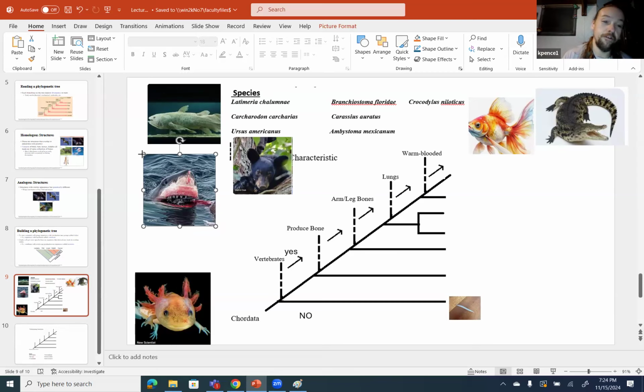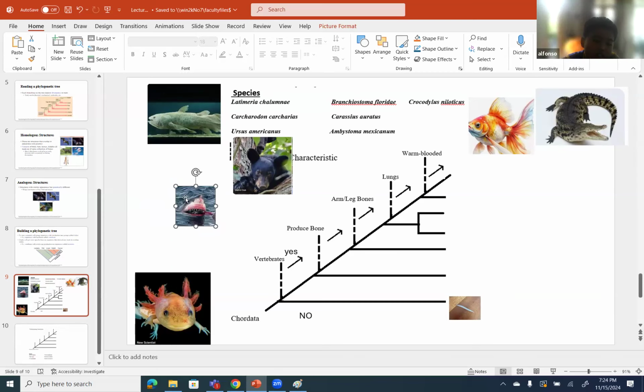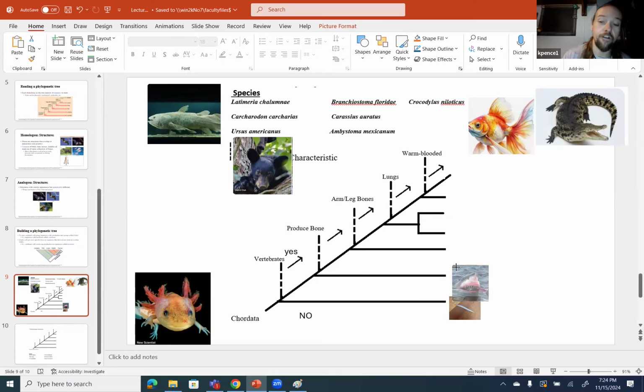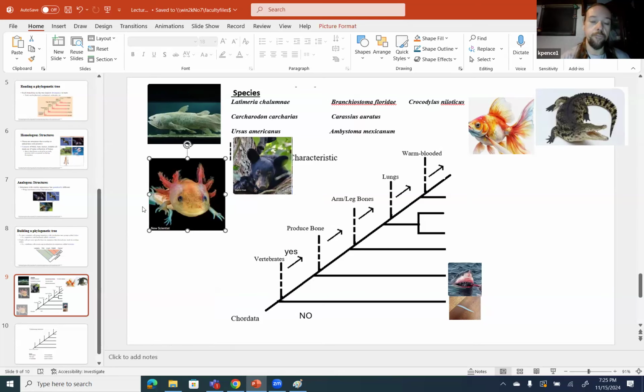Did you know sharks don't have bones? They actually have cartilage, but sharks do not have any ossified bone. This is why it's very hard to find a shark skeleton, because shark skeletons really don't exist, because they don't have any bone. They do have teeth though, but those don't count as bone. So the shark comes off because it doesn't produce bone. All these guys on the left produce bone.